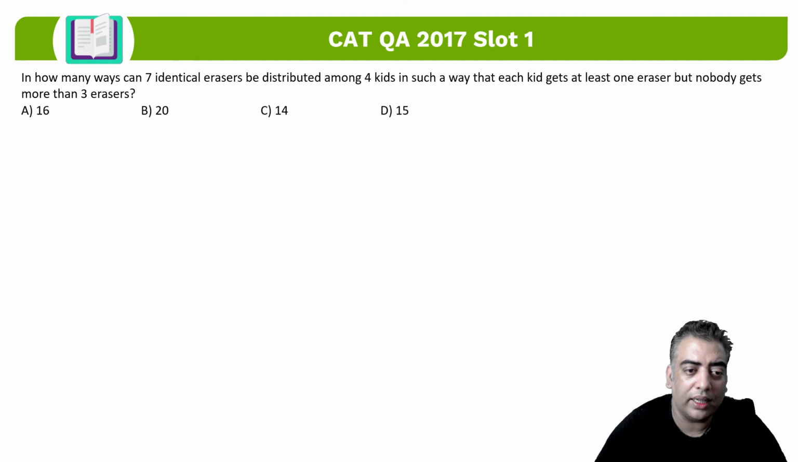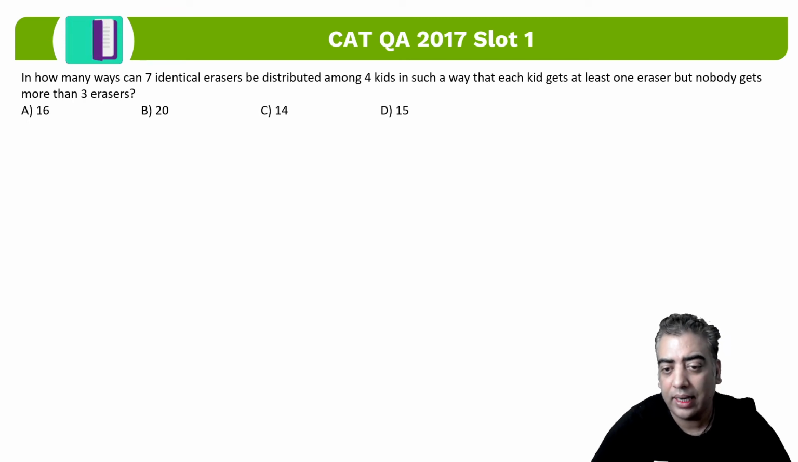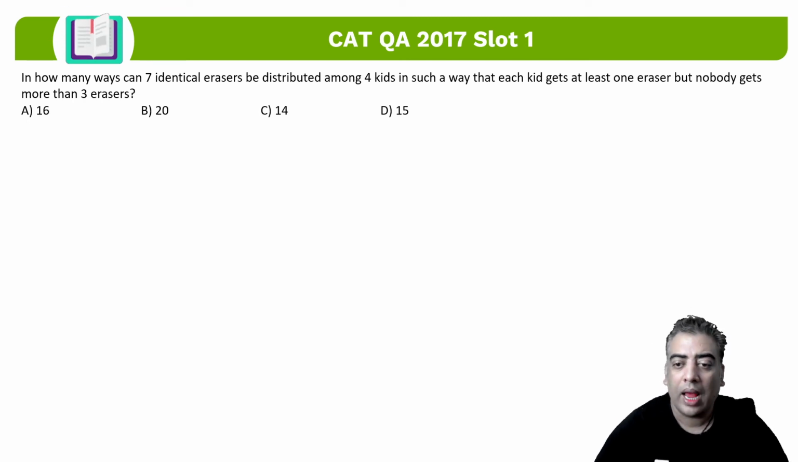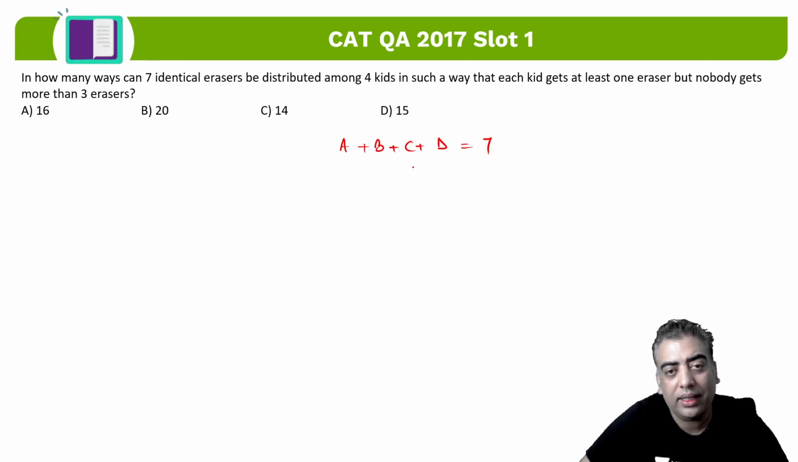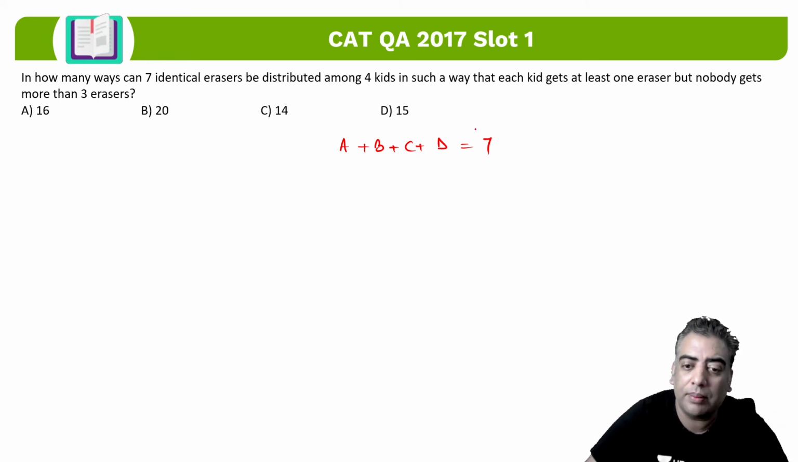Okay, here it says: in how many ways can 7 identical erasers be distributed among 4 kids in such a way that each kid gets at least 1 eraser but nobody gets more than 3 erasers. So we have to distribute 7 erasers among 4 kids, and it is given that everyone must get at least one eraser. So in such a case, what will we do?